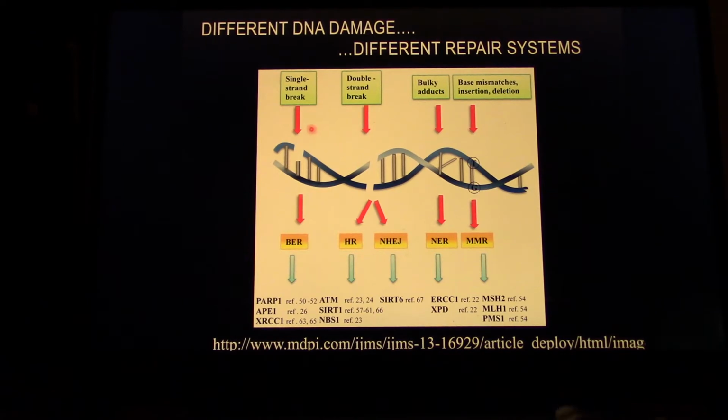But we've got different types of damage. We've got single-stranded breaks, double-stranded breaks, bulky adducts that distort the DNA, base mismatches, insertions, and deletions, which we talked about. And you can see that there's all sorts of different ways to repair these. So the base excision repair repairs single-stranded DNA. Double-stranded breaks can be repaired by either homologous recombination or non-homologous end joining. Bulky adducts that distort the DNA, such as UV radiation, can be repaired by nucleotide excision repair. And then base mismatches, insertions, and deletions can be repaired by the mismatch repair pathway.